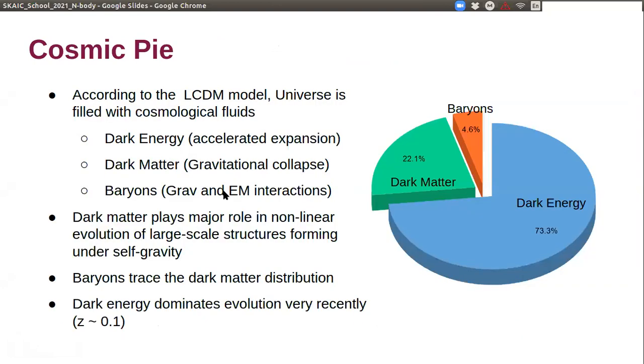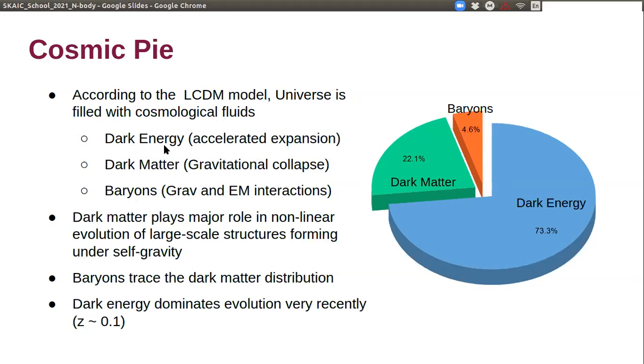As we have already heard in the previous lectures, the lambda CDM model is the most successful model in describing the background universe on very large scales, and it considers the universe to be filled with cosmological fluids like dark energy, dark matter, and baryons. There are photons and other relativistic particles, but those are very small in the present universe, as well as in the redshifts which are relevant for this school.